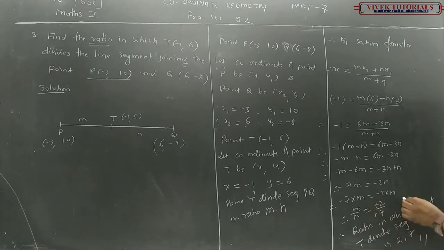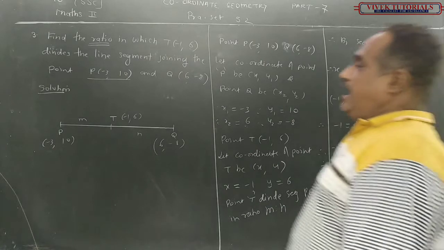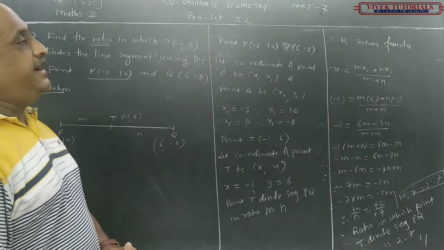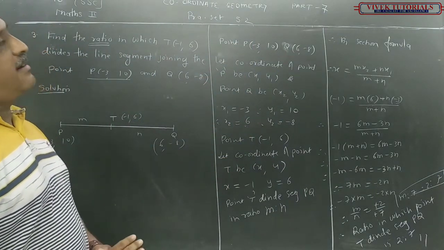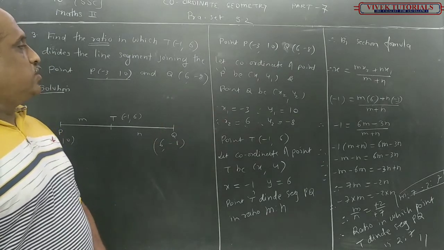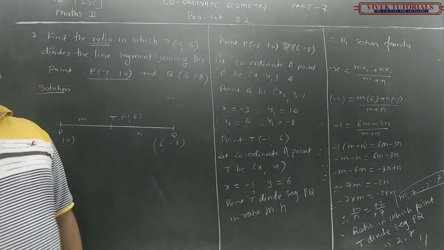m upon n. Yes, m is to n is equal to 2:7, and you are going to write that as the last line. This is the answer, 2:7. Have you understood this properly? See once again, go through it properly and try to understand it. Try to do such questions yourself, and compare with my answer, or copy it down properly.